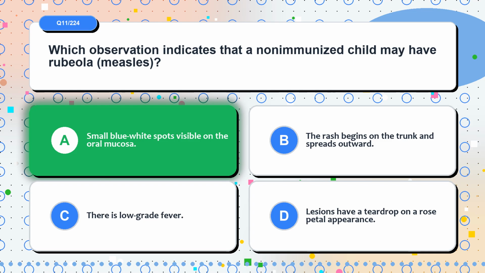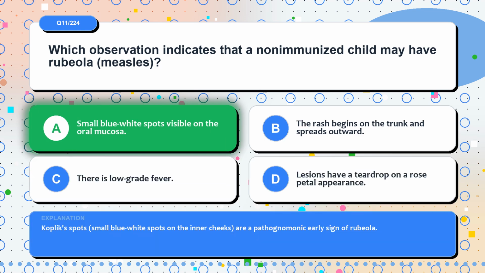The correct answer is option A. Small blue-white spots visible on the oral mucosa. Koplik spots, small blue-white spots on the inner cheeks, are a pathognomonic early sign of rubeola.